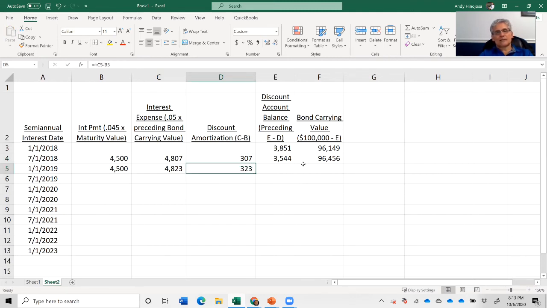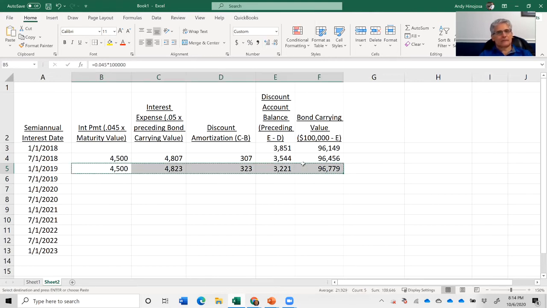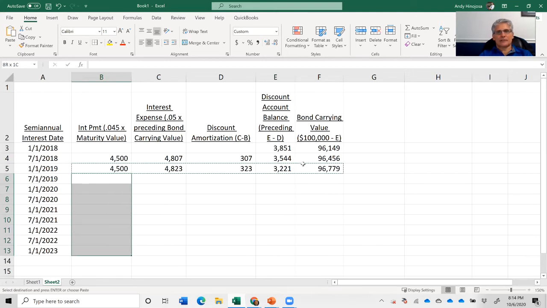The discount balance is going to be the preceding E minus D. So that's going to give us $3,221. And the bond carrying value is going to be $96,779. That's $100,000 minus column E. And from here, I'm just going to copy it down. No sense in me repeating.